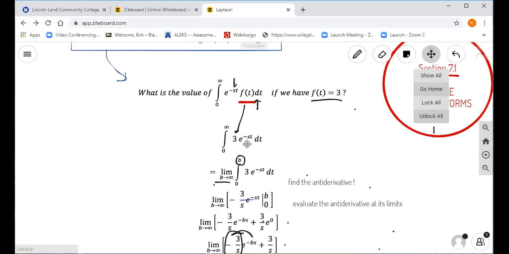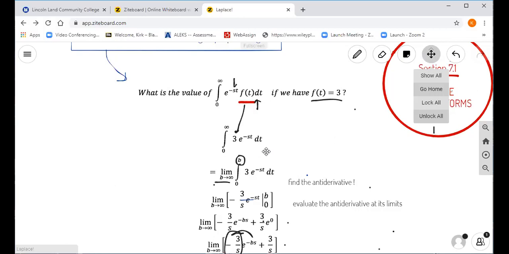If s is negative, then negative s is positive. And we have e to some positive constant times t. In other words, we have the function essentially e to the x being integrated between 0 and infinity. It's pretty obvious to see that that integral is going to diverge. There's no way that the area underneath the curve e to the x is going to be finite as we let the upper limit go to infinity. We're just going to keep having increasingly more area. So we can see that that integral diverges if s is negative.